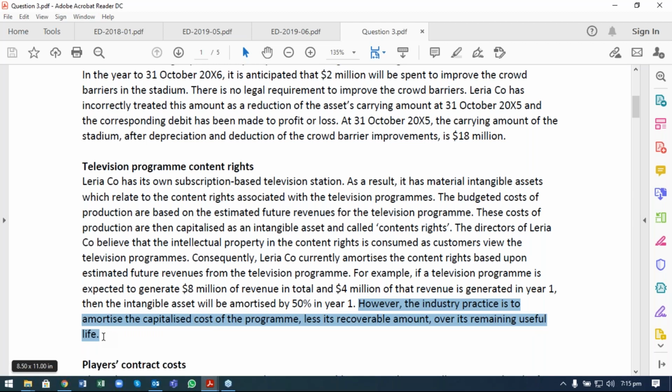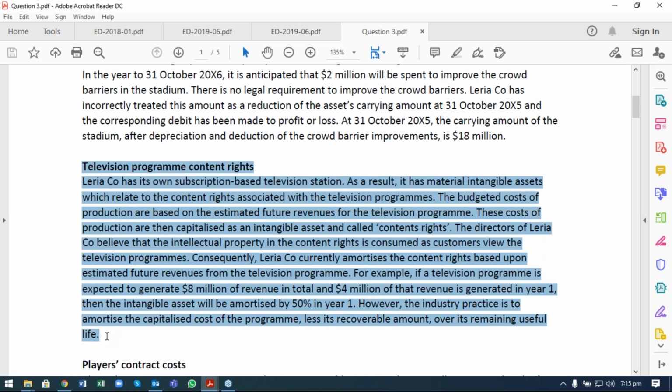Industry practice differs in that the rest of the companies, the competitors of Laria company who are involved with the same content rights assets, who control the content rights or the intellectual property, charge amortization based on the cost of the television program, and that should be amortized over the remaining useful life of the asset, rather than based on the revenue generated by such content rights. So this is another issue that Laria company is facing.